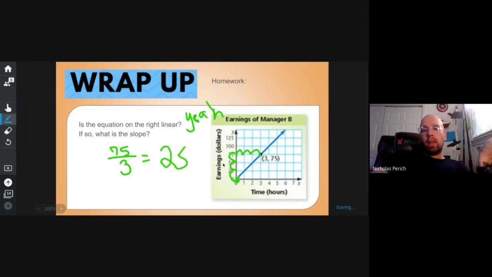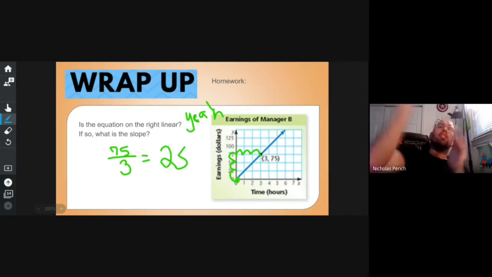And you can see that. Up 25 over 1, 25 over 1, 25 over 1, 25 over 1. It's the same numbers every time. That's why I always say it's the y over the x's and it's got to be a pattern. Because if it was 25 over 1, 25 over 1, 50 over 1, it's no longer a straight line. Easy.